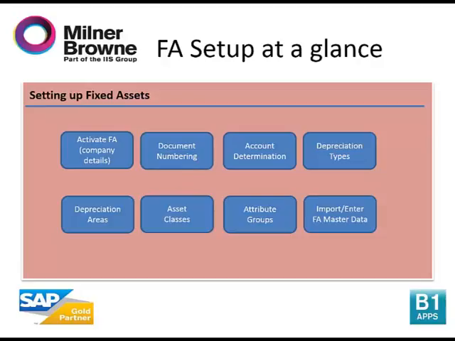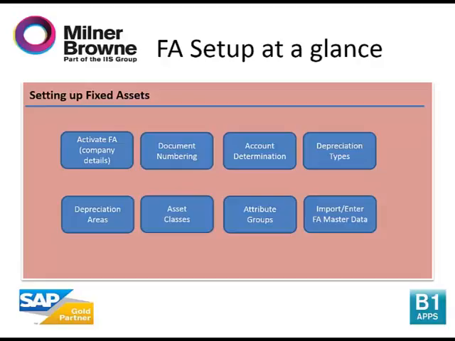The asset class, what does the asset class do? It brings the depreciation type and the account determination together, which of course will later be assigned to the fixed asset master data. And the last step prior to actually defining your fixed asset master data is attribute groups, or as you would know perhaps on your BP master or item master, properties. Again, these are just properties that you can define for your fixed asset master data.